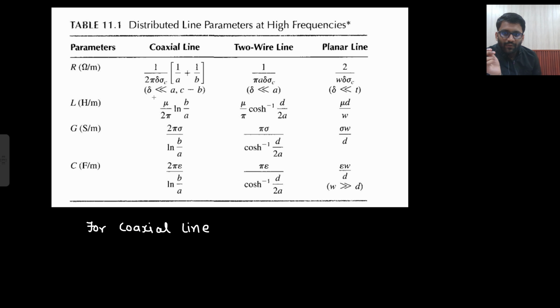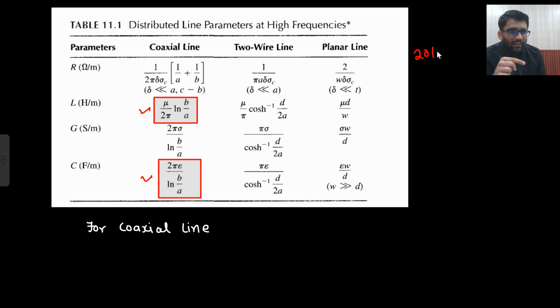We remember the value of L for coaxial transmission line and the value of C for coaxial transmission line. That's it. Only these two formulas we remember. Secondly, these two formulas have been asked in the examination, as far as I remember in 2014 and 2015. And at that time you had electrostatics and magnetostatics in your syllabus.